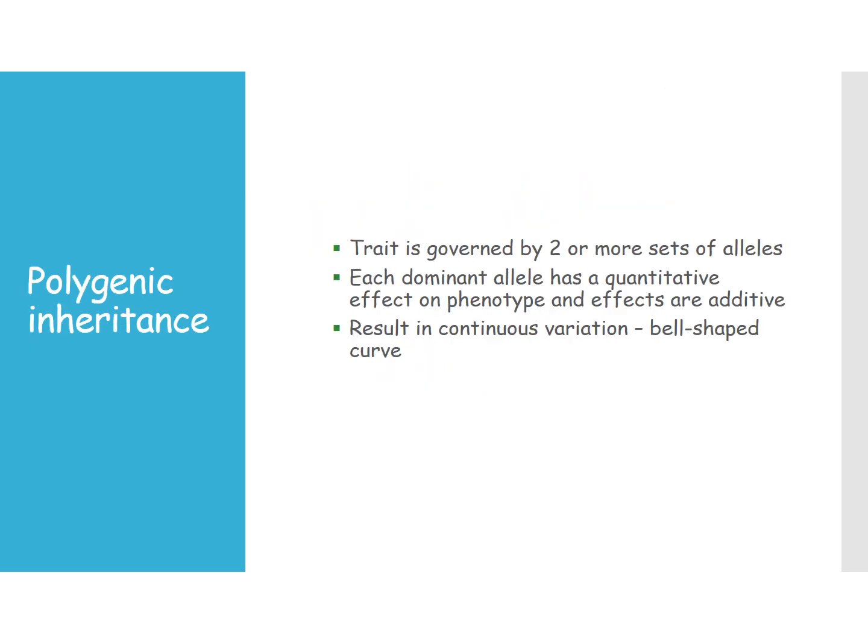In polygenic inheritance, more than one set of genes is involved in the inheritance of a trait. Each dominant allele has a quantitative effect on the phenotype, and these effects are additive. These multifactorial traits are often subject to environmental effects. Examples of polygenic traits are cleft palate, diabetes, schizophrenia, allergies, some types of cancers, height, weight, and intelligence. So the effect of the genes plus environmental factors affects the overall outcome of this particular trait.